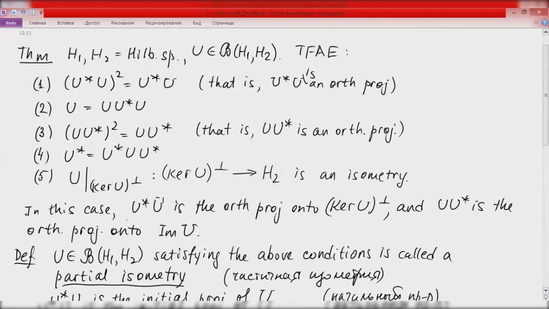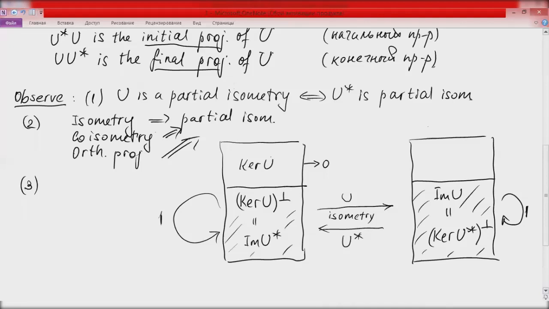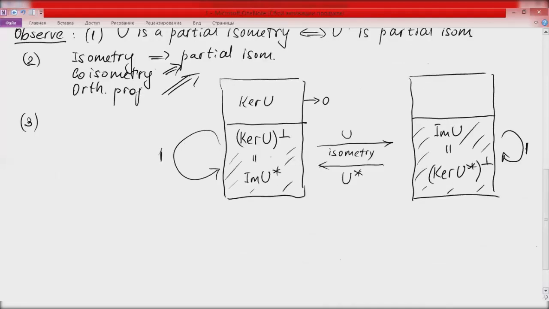So both the operators are identical. Since they are projections, they are identical on their images. That is, on these two spaces. And of course, the kernel of U star goes to 0. So this picture is an illustration of the geometric meaning of a partial isometry. So when we restrict U and U star to the respective subspaces, they become unitary isomorphisms between these subspaces, and they are inverse to each other.